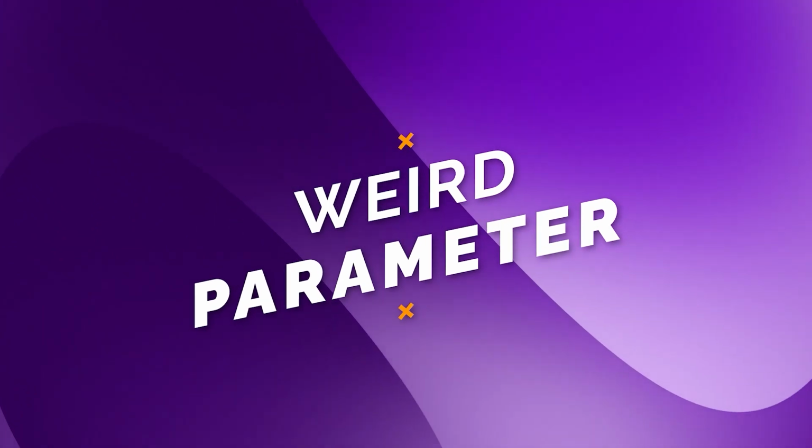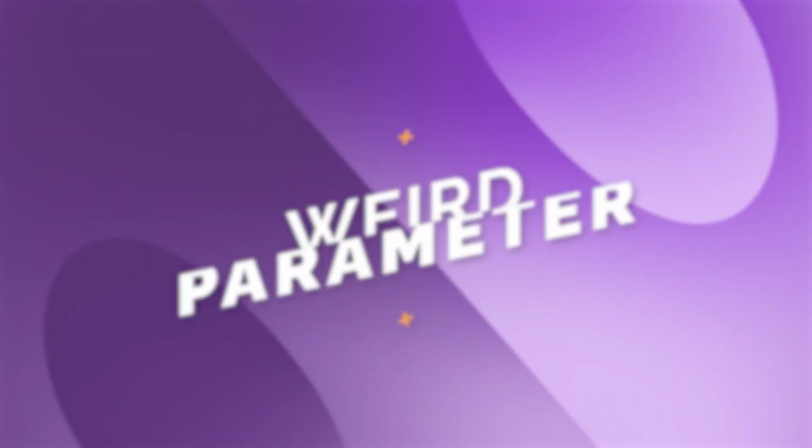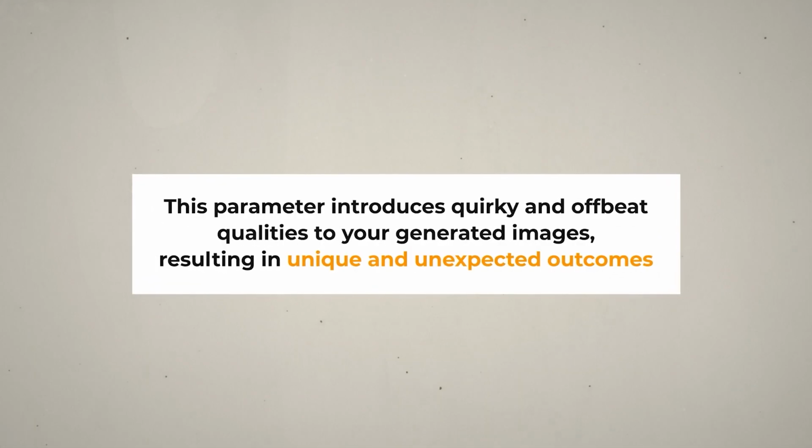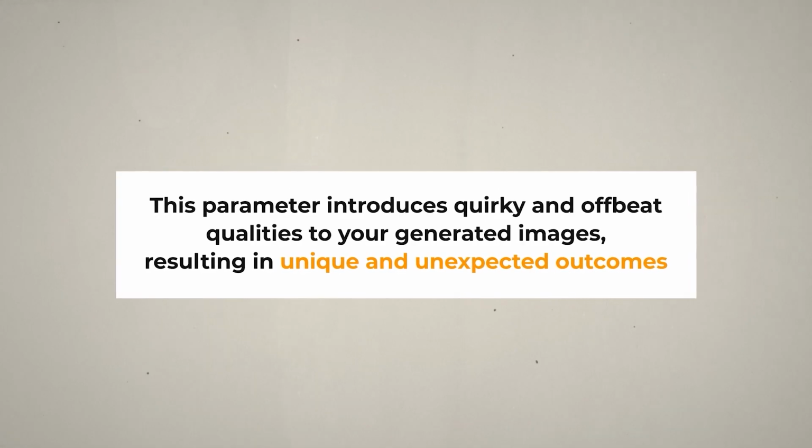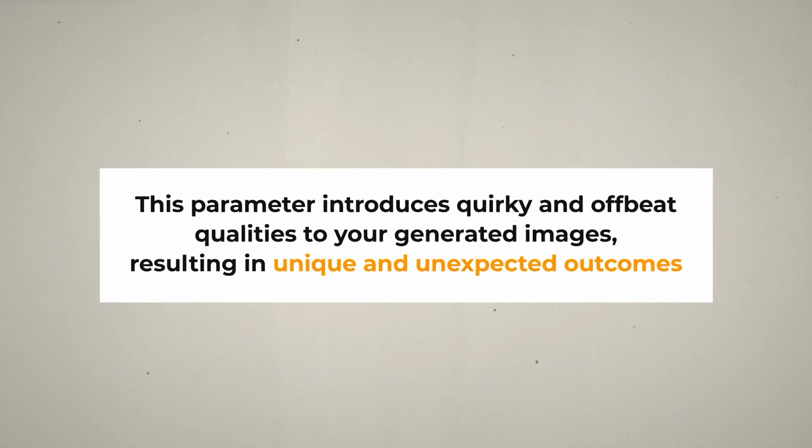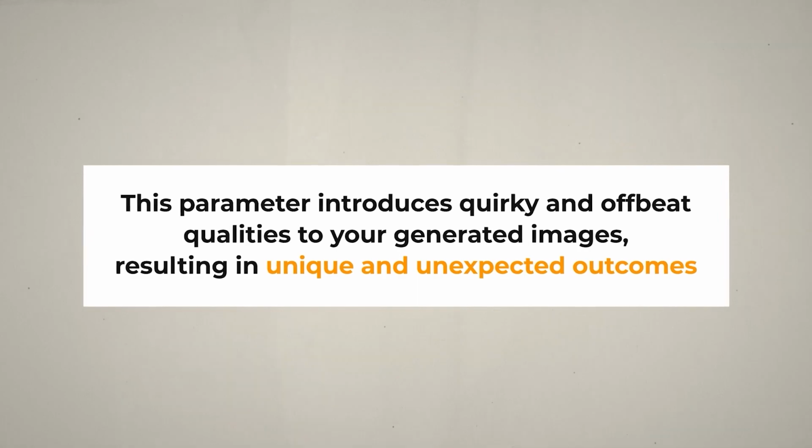Alright, now let's move into the weird parameter. This parameter introduces quirky and offbeat qualities to your generated images, resulting in unique and unexpected outcomes. Now let's have a look at what we can make using the weird parameter. The scale goes from 0 to 3000, so let's just see how weird it gets.